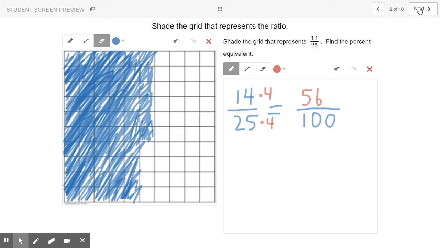14/25, turn that into the percent equivalent. So I made it out of 100, multiply top and bottom terms both by 4. 56/100, which is 56%. And then in the grid, I shaded 56 out of the 100. So that's 5 rows and 6 of the next.